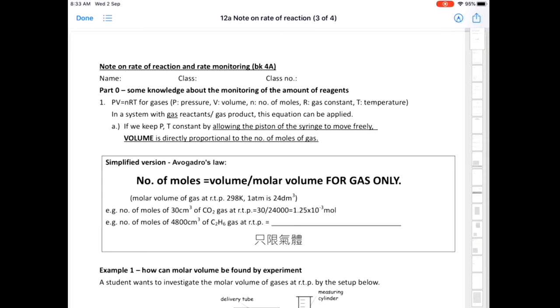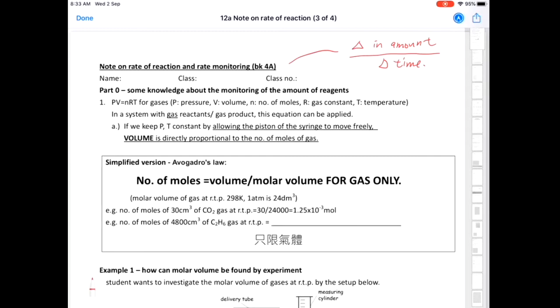Rate of reaction. It may be a reversible reaction, may be an irreversible reaction. And what is meant by this rate of reaction? We can define it as the change in the amount of a substance per unit time. And we define the rate of reaction in this way.